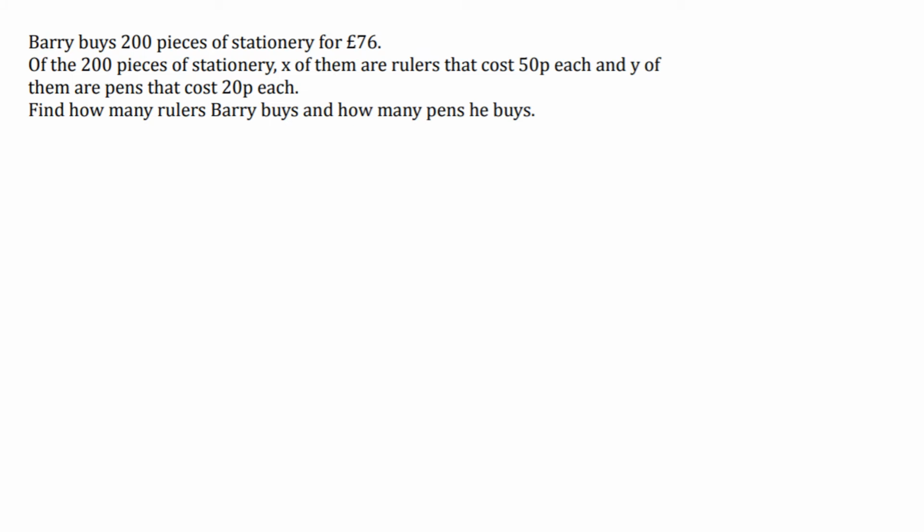So our next question, Barry buys 200 pieces of stationery for £76. Of the 200 pieces of stationery, X of them are rulers that cost 50p each, and Y of them are pens that cost 20p each. Find out how many rulers Barry buys and how many pens he buys.